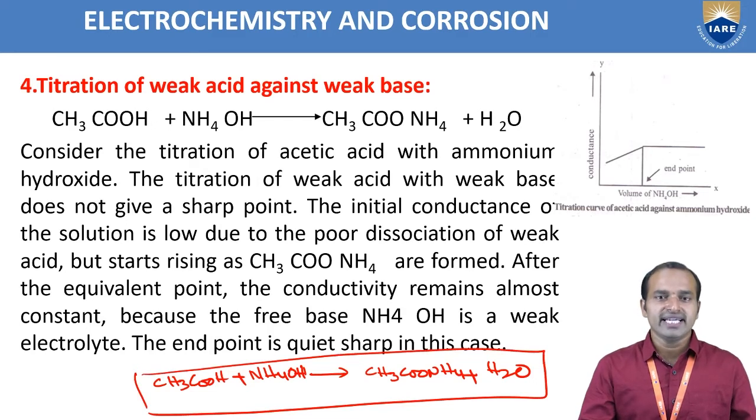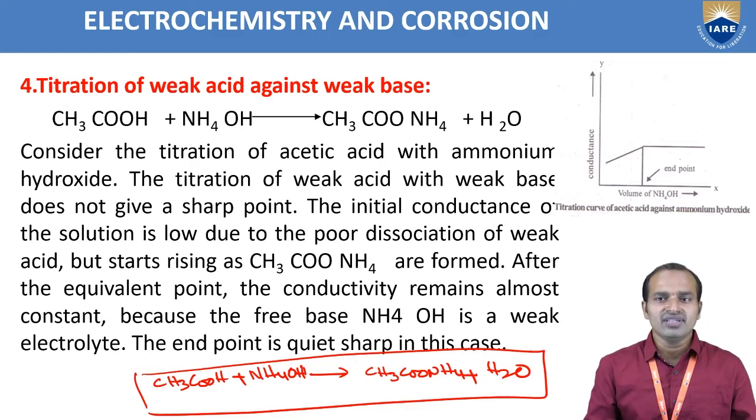We take that in a beaker and fill the ammonium hydroxide in the burette. In the weak acid, acetic acid, we dip the cell, and connect that cell to the conductivity meter. Now you note down the conductance. First you add the ammonium hydroxide solution, 1 ml. What we observe is that the conductance slowly increases.